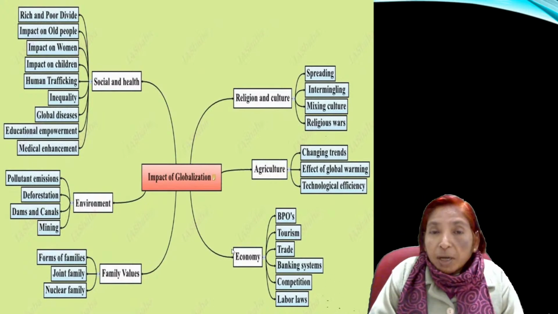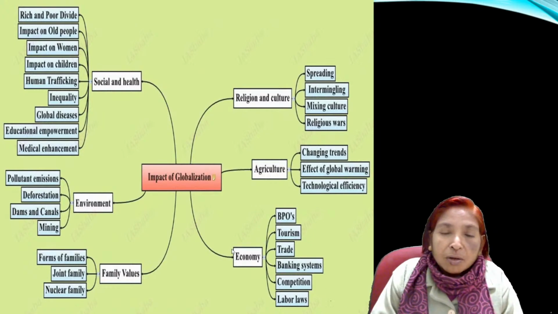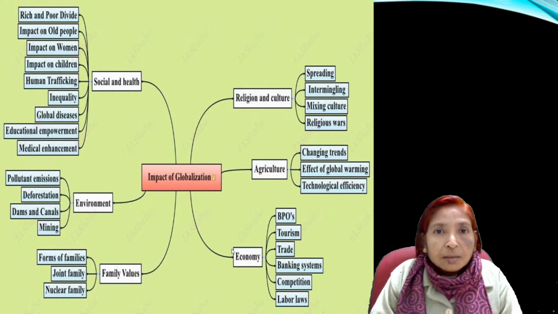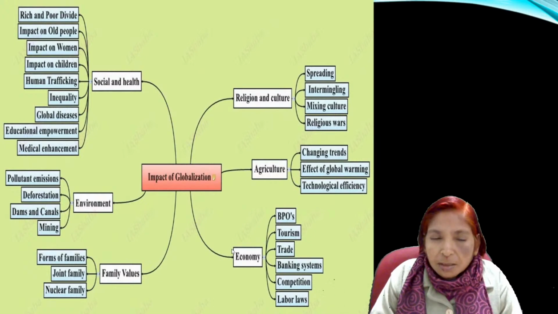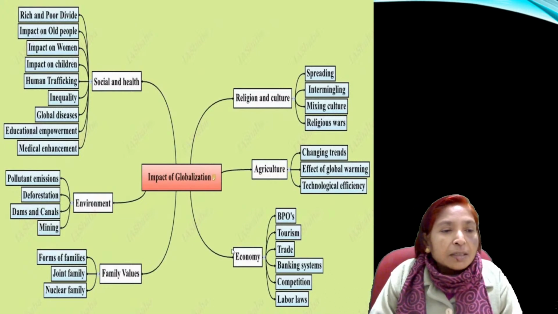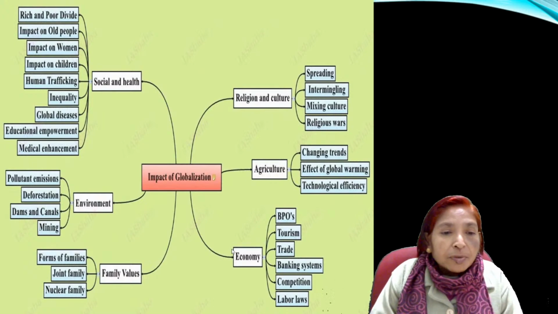Next is the impact of globalization on the environment. At present, pollution, pollutant emissions, and deforestation are going on, and dams and canals are increasing, and the mining process is increasing. So if we study the impact of globalization on the environment, we can see here that there is a negative impact of globalization on the environment.